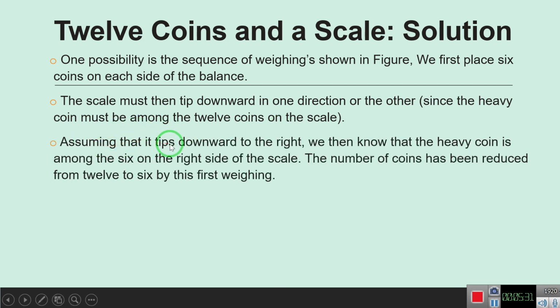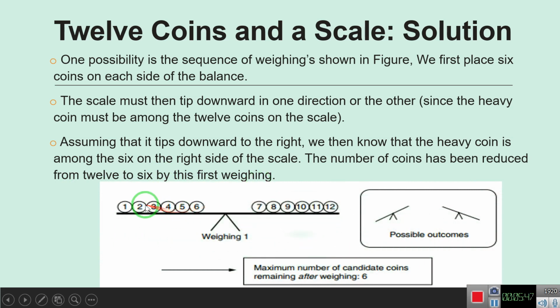Assuming that it tips downwards to the right, we know that the heavy coin is among the 6 on the right side of the scale. The number of coins has been reduced from 12 to 6 by the first weighing. Just see here, we have 6 coins on the left side and 6 coins on the right side.